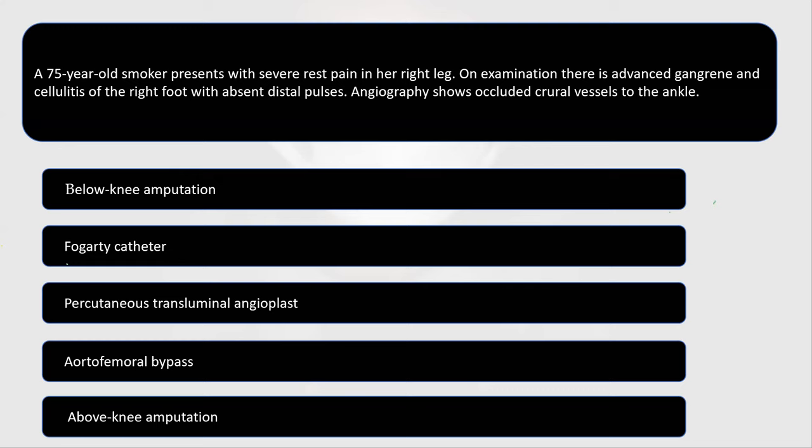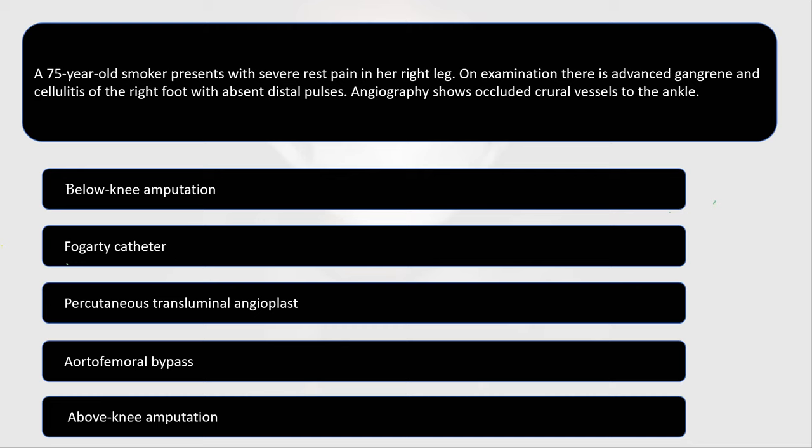Go back. So this patient has absent distal pulses. But there is another option regarding... why not above knee? Why not above knee amputation? Better quality of life and better physiotherapy outcomes, and it doesn't seem to... It just seems to extend to the right foot, so you want to preserve as much function as possible.